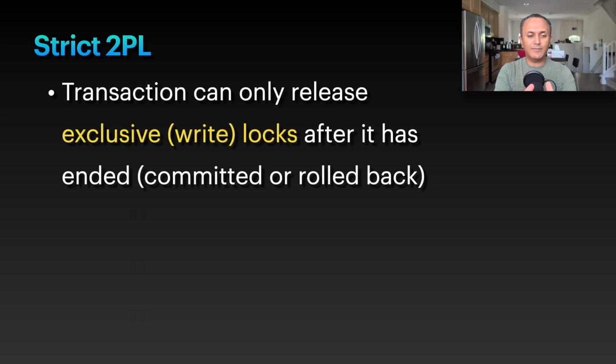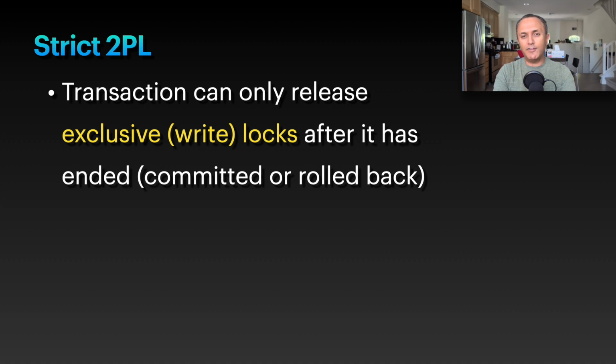So how do we solve this? We solve this by taking the two-phase locking technique and refining it, coming up with a stricter version of it, which is called strict two-phase locking. Strict two-phase locking says we still have our growing phase and our shrinking phase, but in the shrinking phase, transactions can only release the exclusive locks after they have ended, either committed or rolled back. So it will hold on to all the exclusive locks all the way until the end, and then it will release them.